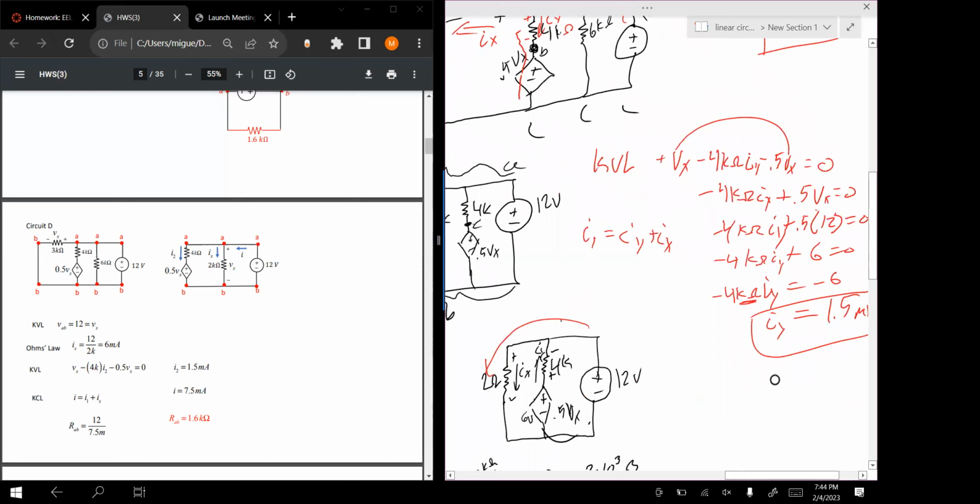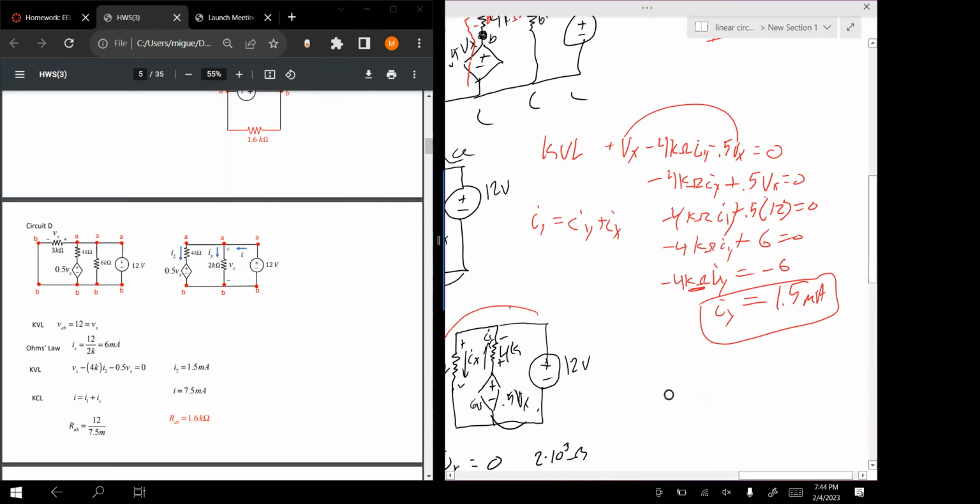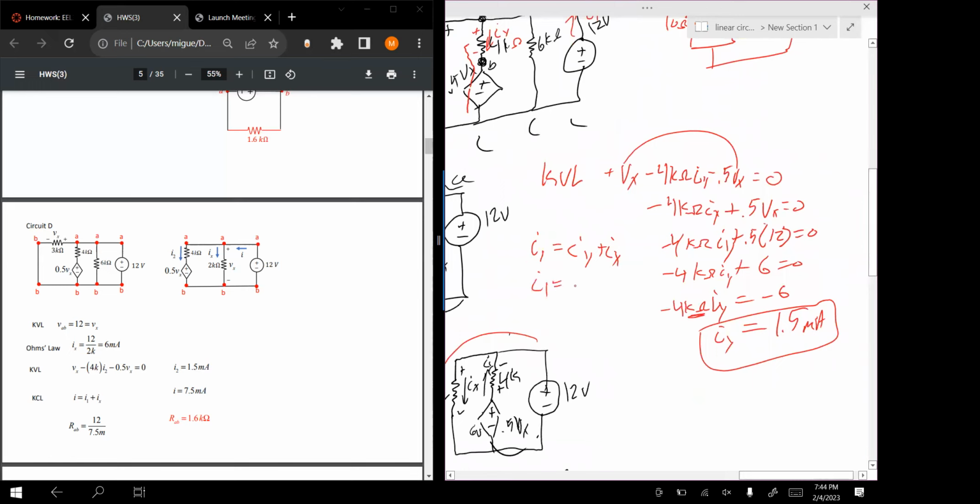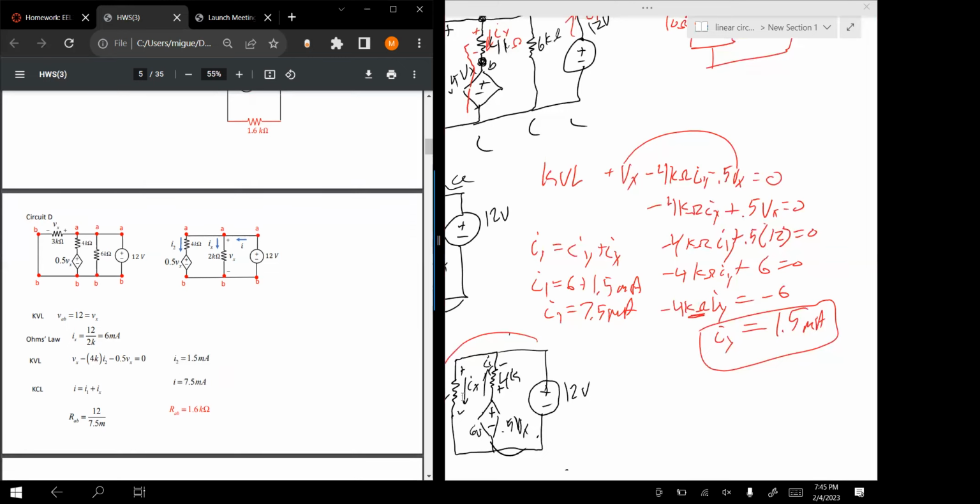Okay. So what's going to happen is this is our answer: I1 is going to equal 6 plus 1.5, and this is all in milliamps. So I1 is going to equal 7.5 milliamps, just like she has it here. And what that means is then I guess she just plugs it into Ohm's law. So V equals IR.